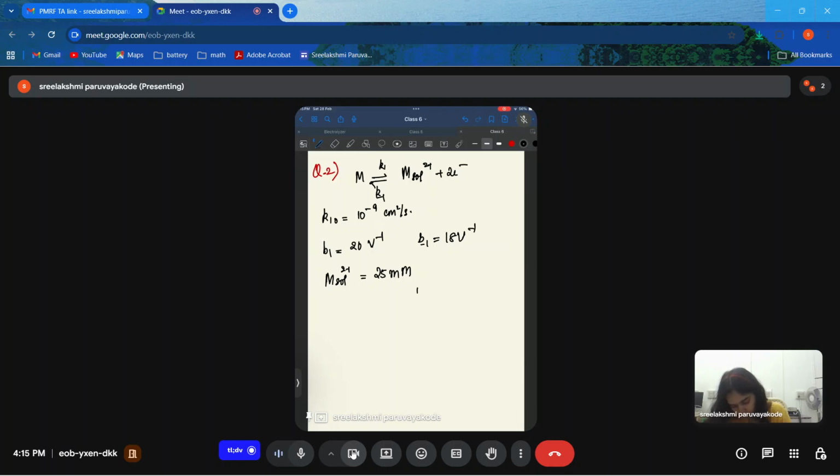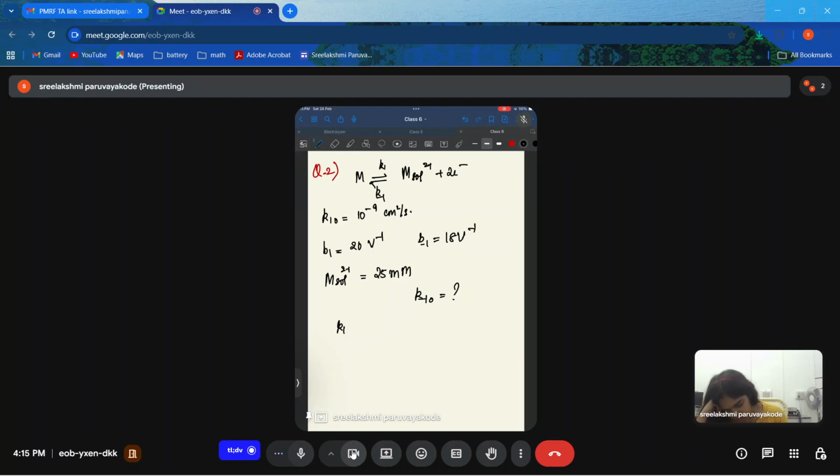Now determine what is K minus 1. So how to do this? Here the question is you have to find out the rate constant, the K minus 10, for the backward reaction. So here the rate of the forward reaction should be equal to the rate of the backward reaction, right?